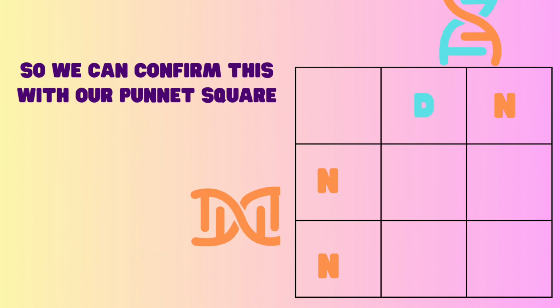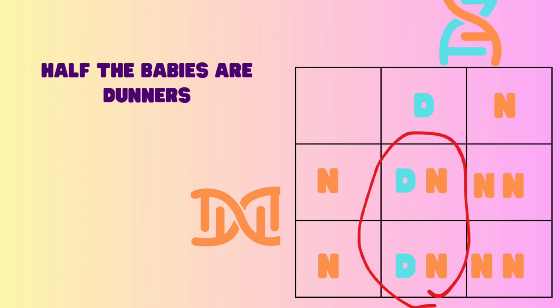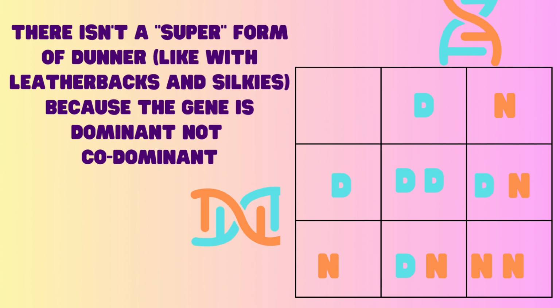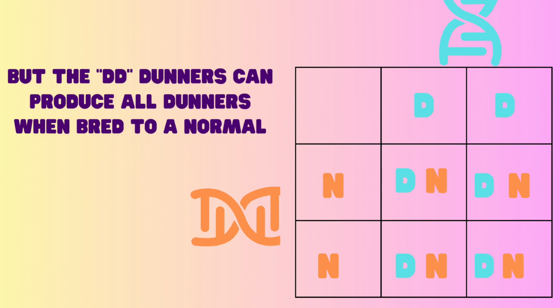So we can confirm this with our Punnett squares. We're going to input a Dunner at the top with a DN and a normal on the side with NN, and you can see that half the babies are Dunner. There isn't a super form of Dunner like with Leatherbacks and Silkies because the gene is dominant, not co-dominant. But the double D Dunners can, in theory, produce all Dunners when they breed with another animal.